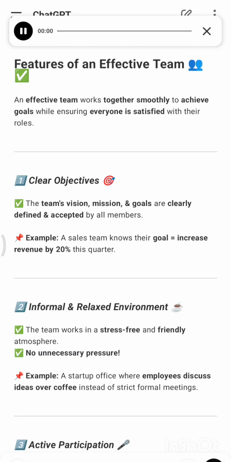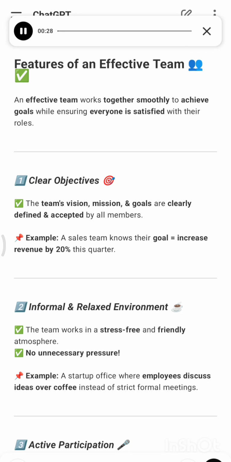Features of an effective team. An effective team works together smoothly to achieve goals while ensuring everyone is satisfied with their roles. 1. Clear objectives. The team's vision, mission, and goals are clearly defined and accepted by all members. Example: a sales team knows their goal, increase revenue by 20% this quarter.